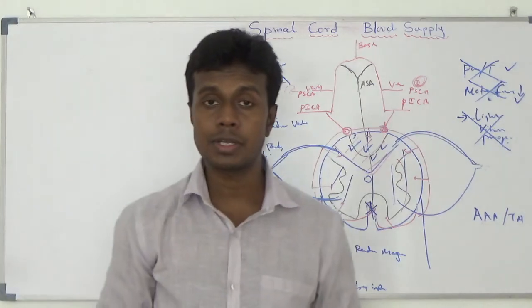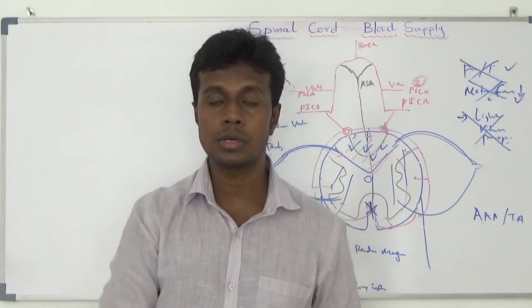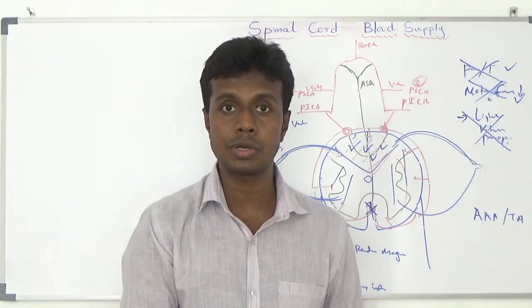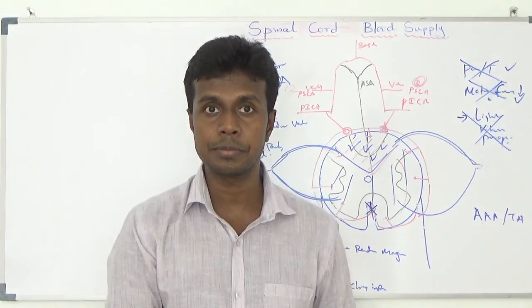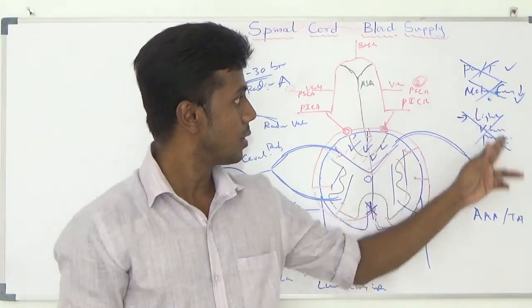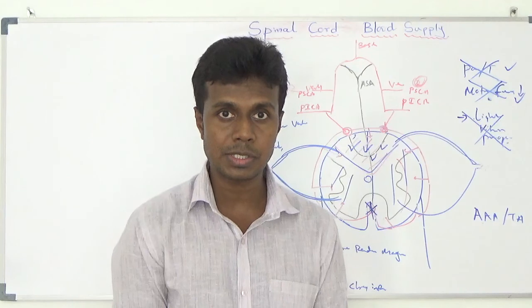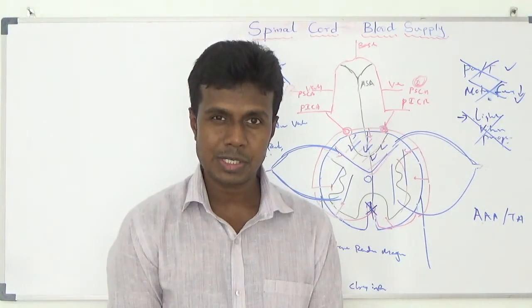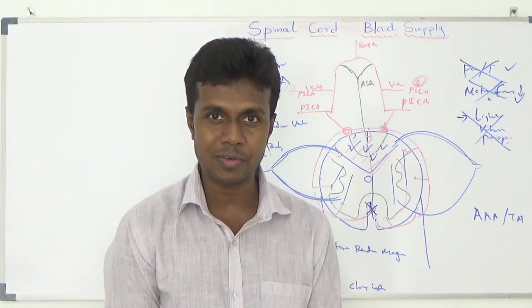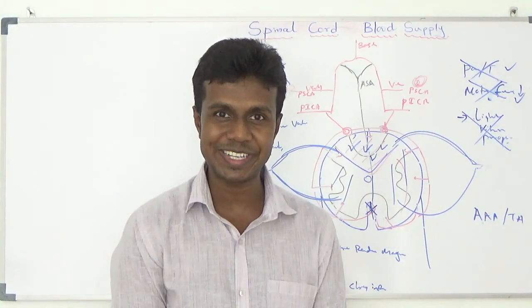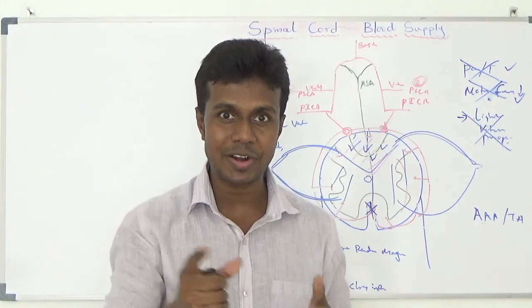If you find a patient with motor function loss and pain and temperature loss below T10, but preserved light touch, vibration, proprioception, two-point discrimination, graphesthesia, the lesion in your spinal cord is at the level of T10. Thank you very much. That is all regarding the spinal cord arterial blood supply.